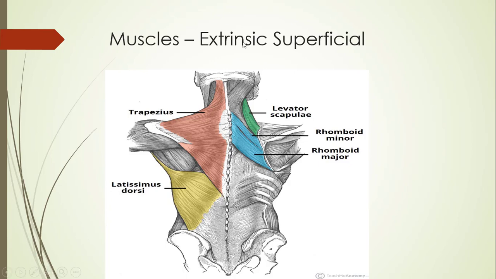The extrinsic muscles are also divided into superficial layers and intermediate layers. The superficial layers are concerned with movement of the upper limbs.